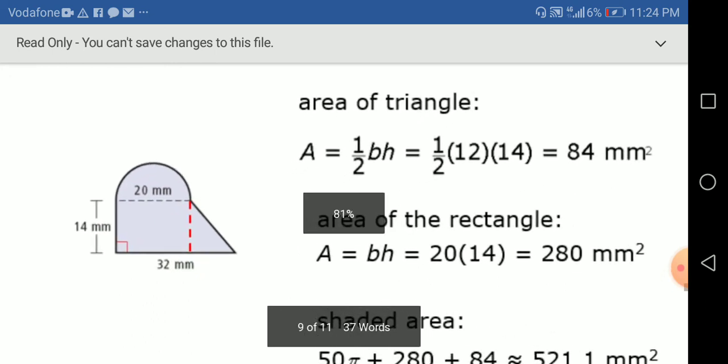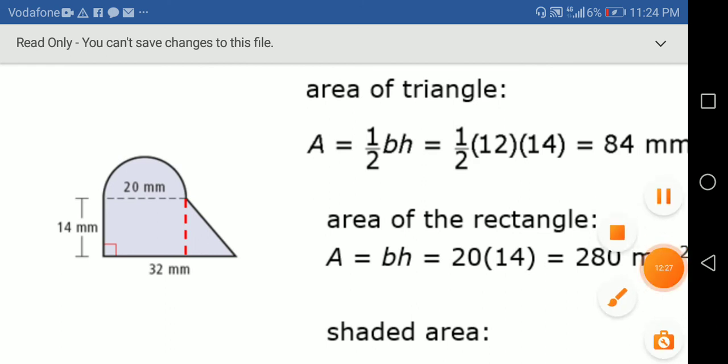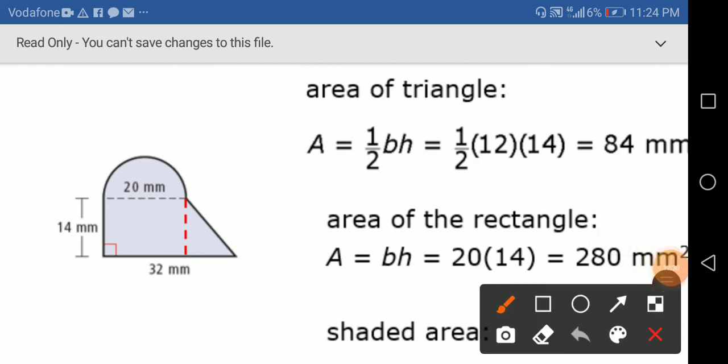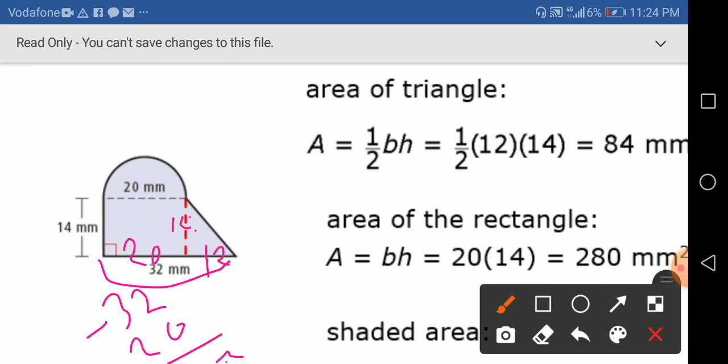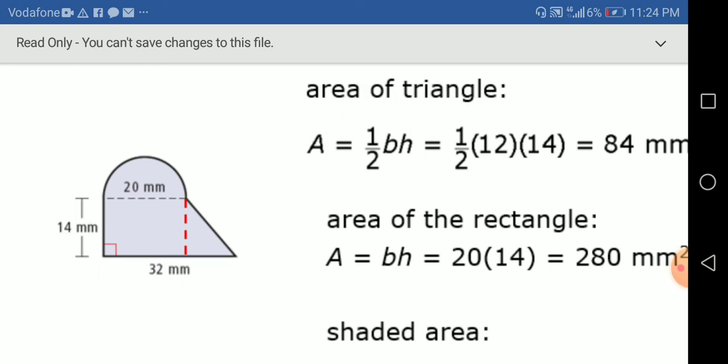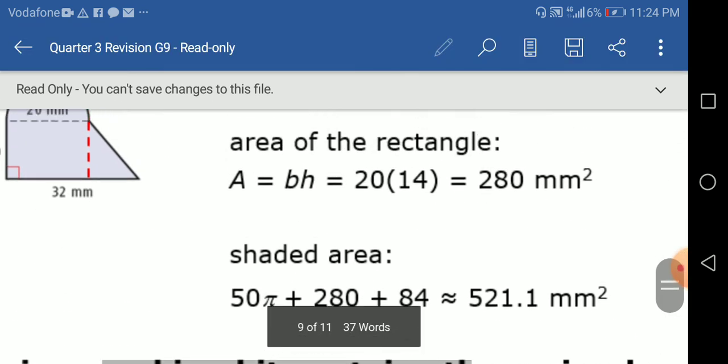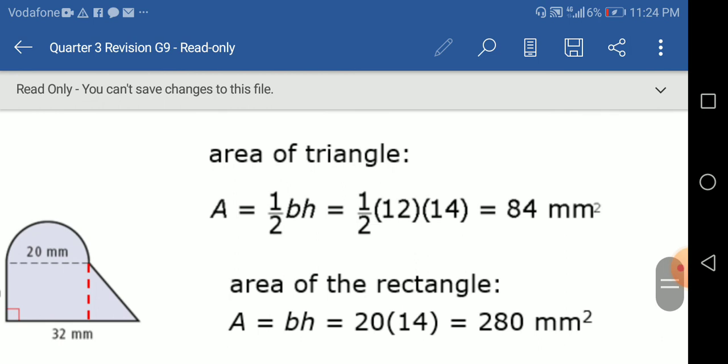What about the area of the triangle? Remember, the triangle is half base times height. So we got here 20. What about this part? 32 minus 20, guys. It's very easy to get this part, because all of this is 32, in 2 parts. So 32 minus 20 is 12. This is 12. What about this? 14, because each two opposite sides are equal in length. So half base times height: half of 12 times 14, which is 84, and 280 for the rectangle.